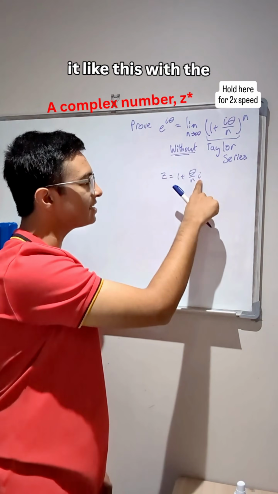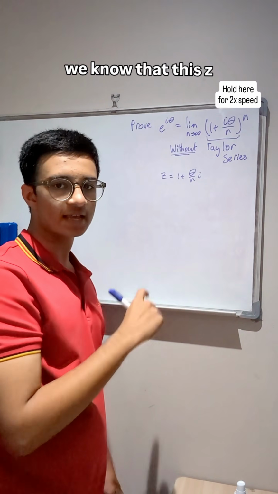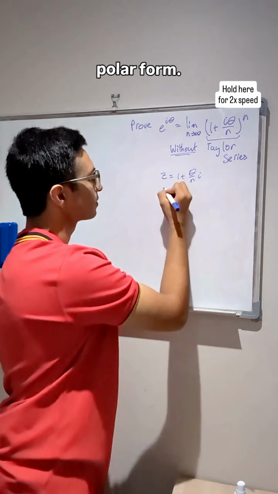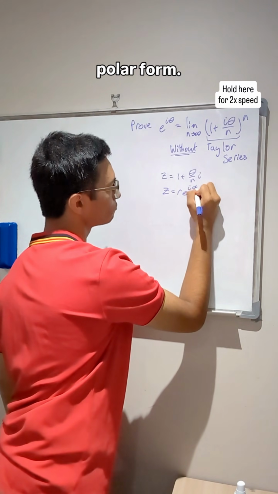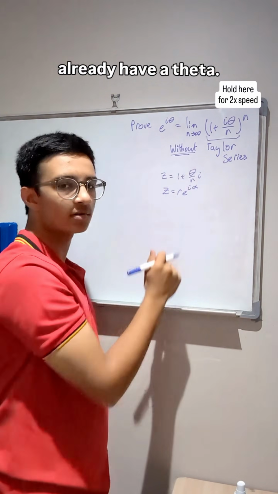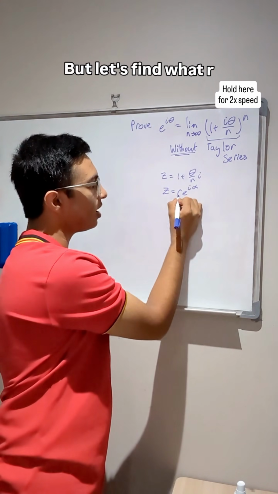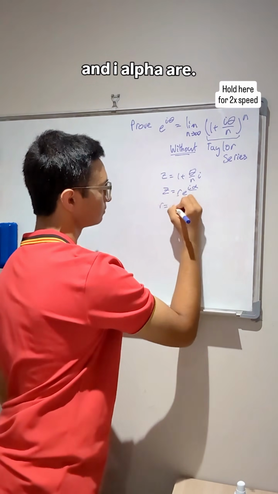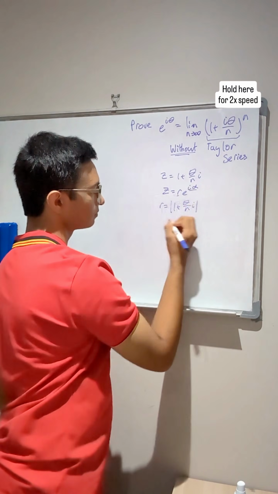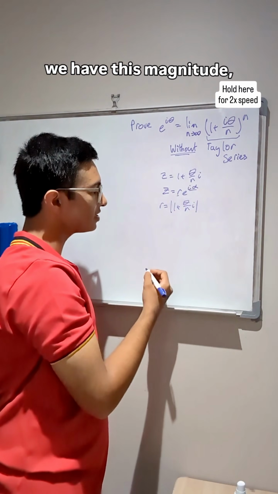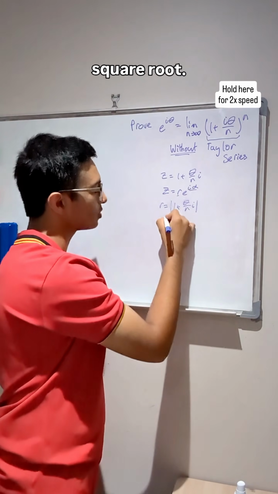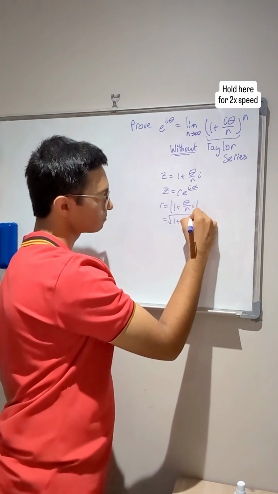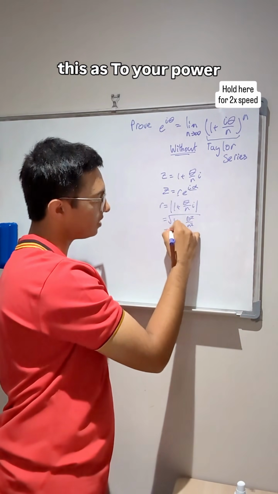So I'm going to write it like this with the i sitting over here. And we know that this z can be represented in polar form. So I'm just going to use alpha here because we already have a theta. But let's find what r and alpha are. And we know that when we have this magnitude, we just square each of the terms and take the square root. And I'm just going to write this as to the power of a half.